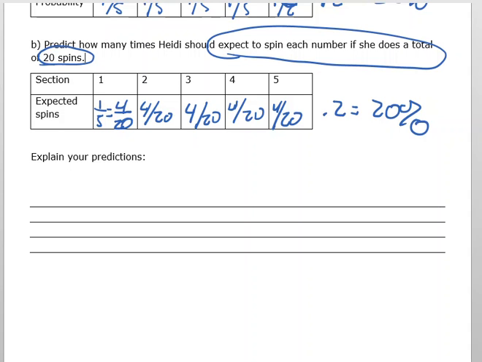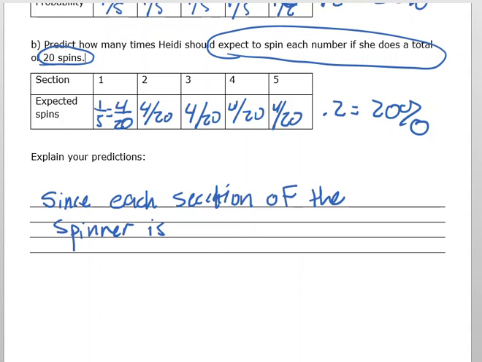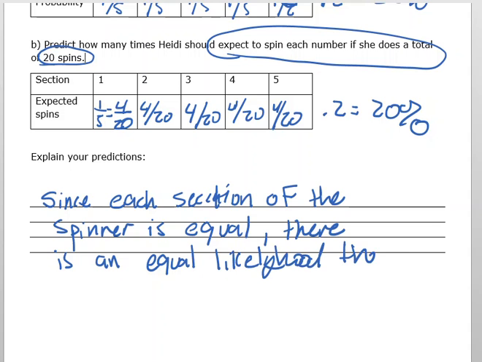So explain my predictions. Well, why am I deciding how many times theoretically we should land on a specific number? So since each section of the spinner is equal, there is an equal likelihood that I could land on each outcome.